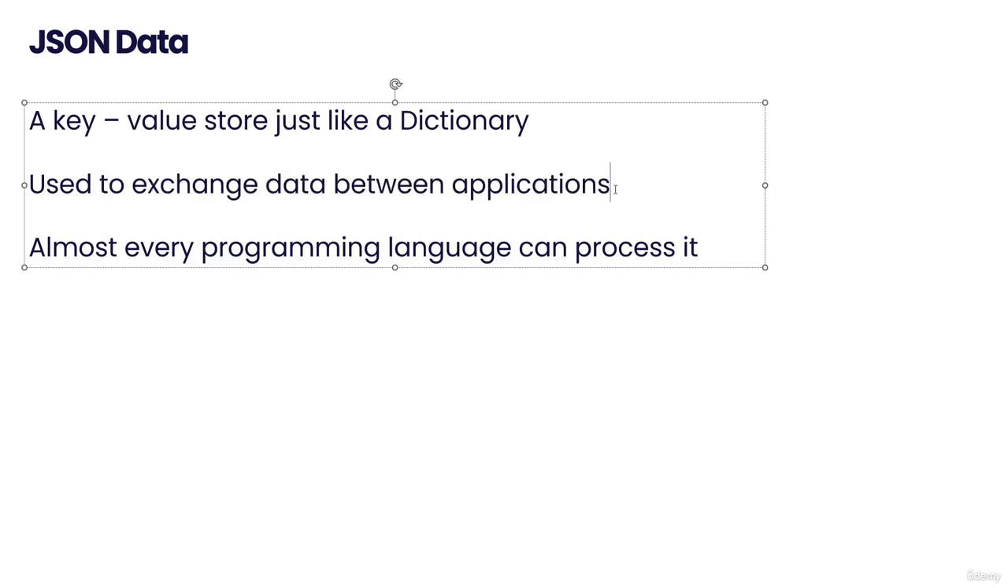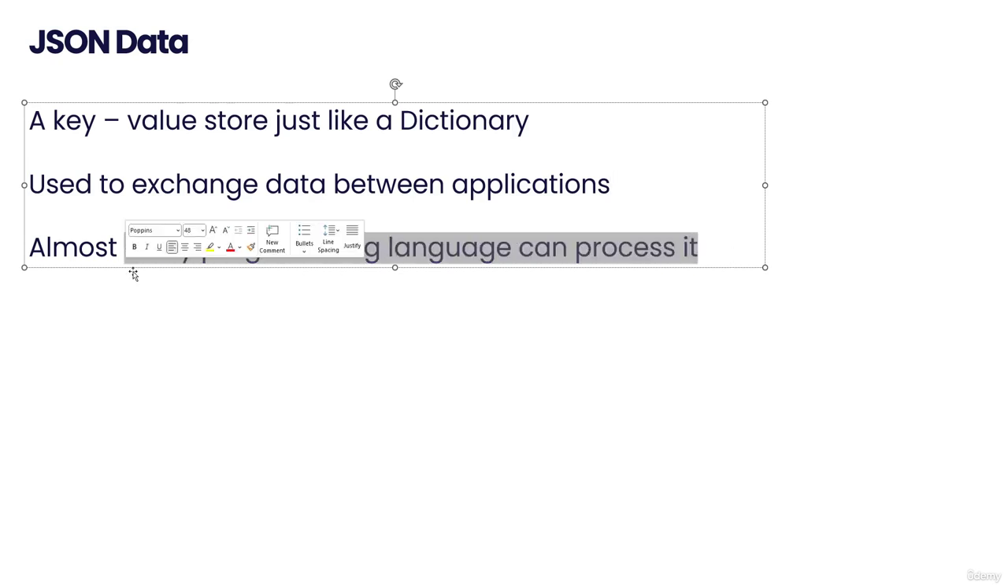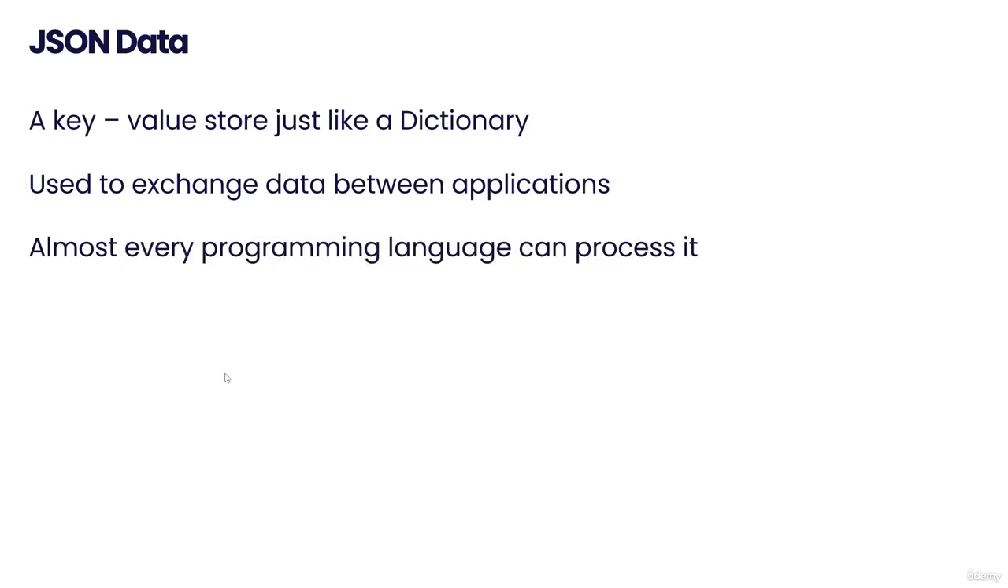There used to be something called XML. There still is something called XML. That's really verbose in comparison. This is much, much smaller and more efficient. The great thing about JSON is it's so common that every programming language pretty much now can read it in and process it and have it then inside their internal store.